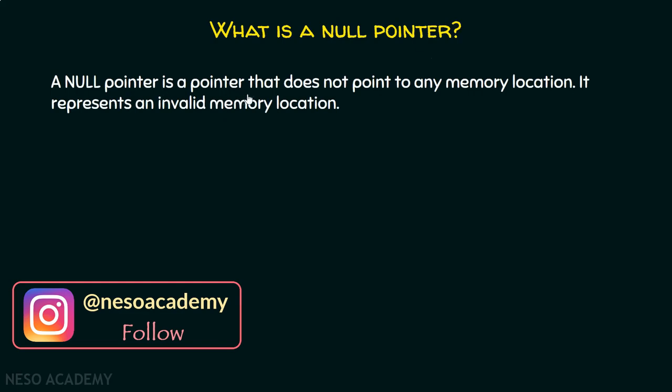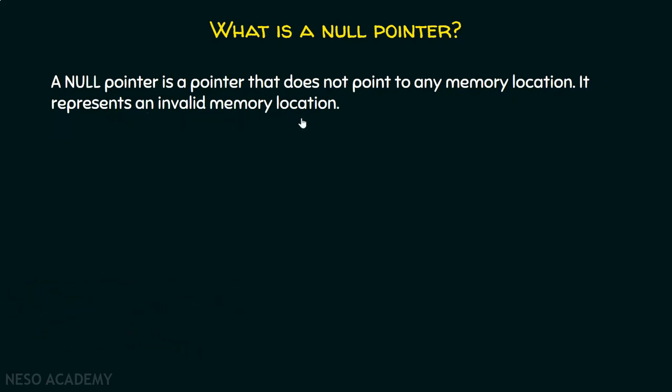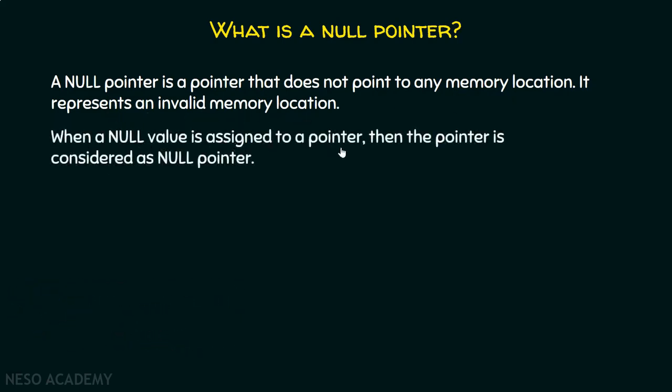A null pointer is a pointer that does not point to any memory location. Let me tell you, it is a special type of pointer that does not point to any memory location. Or in other words, you can say that it represents an invalid memory location. When a null value is assigned to a pointer, then the pointer is considered a null pointer. It is a special type of pointer. Null is itself a pointer.